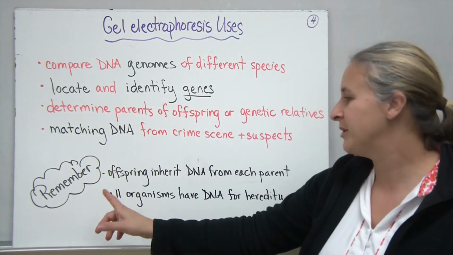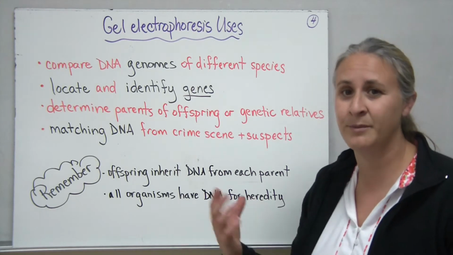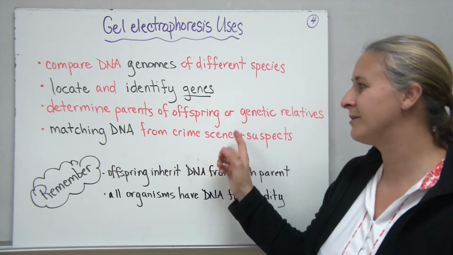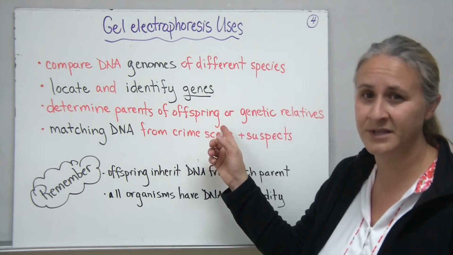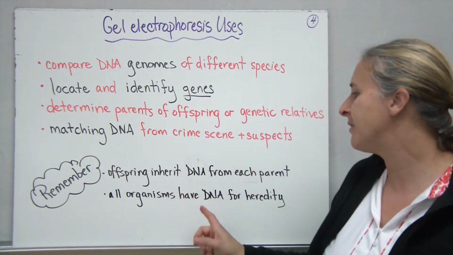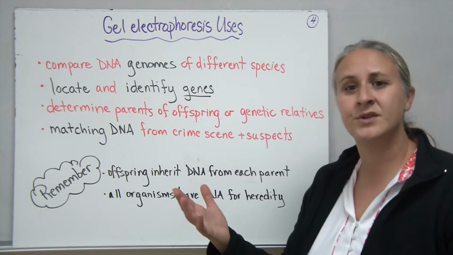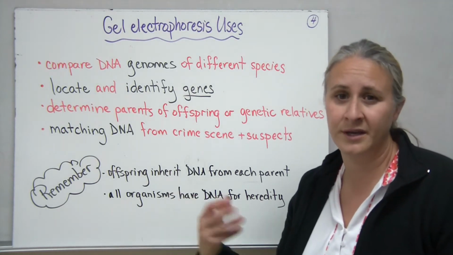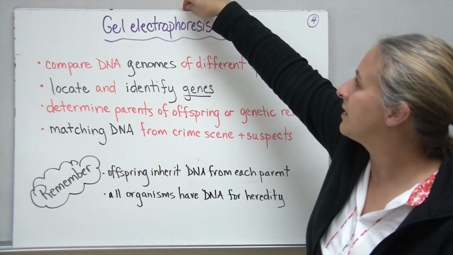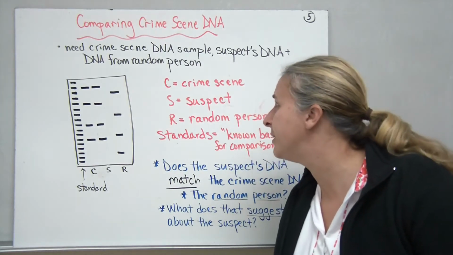The things you need to remember is that offspring inherit their DNA from each parent. So I get half of my DNA from my mother and half of my DNA from my father. And that's why we can do these types of things, like look for a parent of an offspring or compare DNA from crime scenes. The other thing you need to remember is that all organisms have DNA, and we use it for heredity. So I can look at the DNA of a frog and compare that to the DNA of a human because we all use DNA. It's a similar compound. So let's look at some of these uses in a little bit more detail.